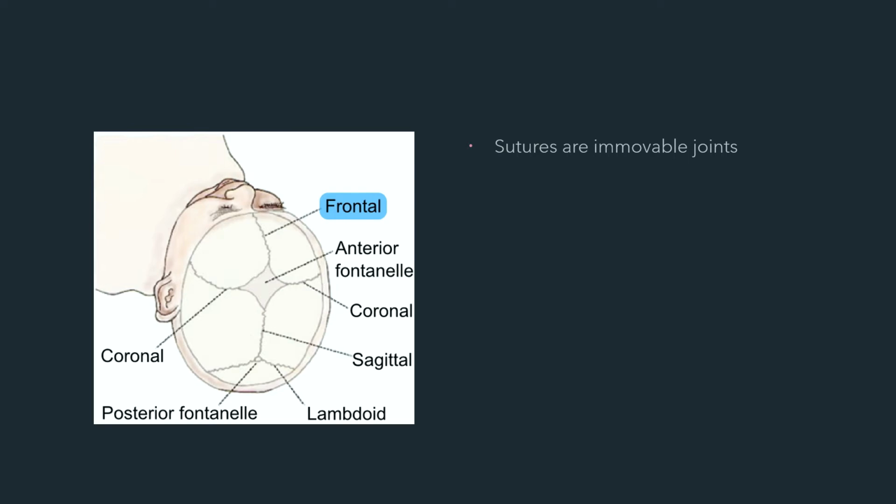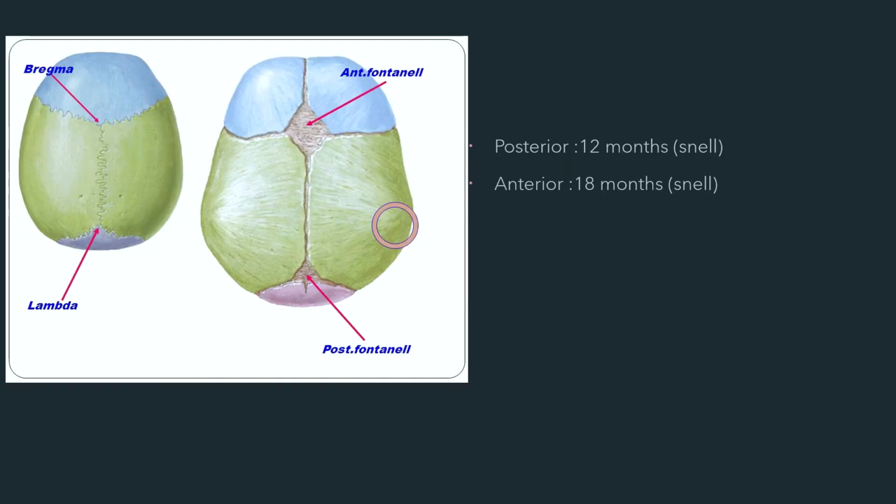Again, sutures are immovable joints, and this is an example of the skull of a child wherein sutures and some of the bones haven't fused yet. We have the anterior fontanelle and the posterior fontanelle that are open at birth, then they close by endochondral ossification. The posterior fontanelle closes around 12 months, but I've read on some other sources that it closes around 6 to 12 months. Now the anterior fontanelle closes later, at 18 months.